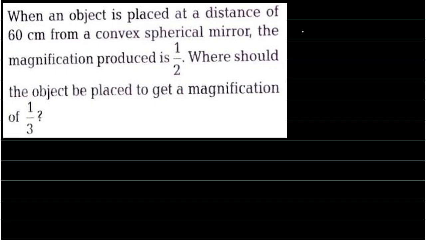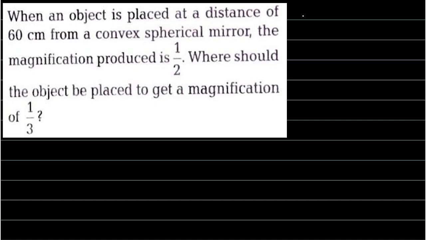That means two magnifications are given, one object distance is given, and the second object distance is being asked from the same mirror. That means the mirror has not been changed. If the mirror has not been changed, then the focal length and the radius of curvature are also not changed. That means in the first case and in the second case, f would be the same, right? So we get an idea of how to proceed with the question.